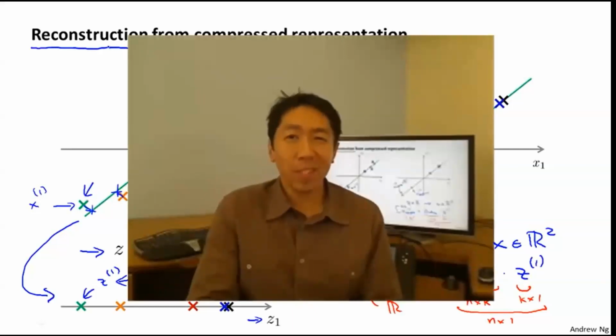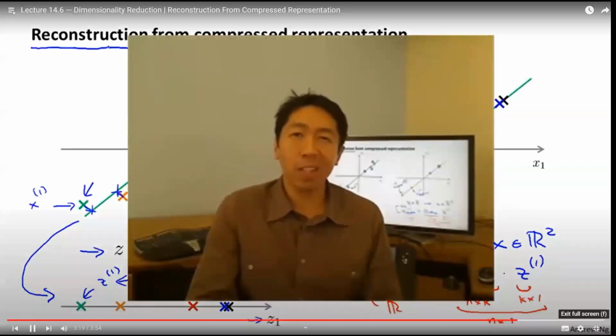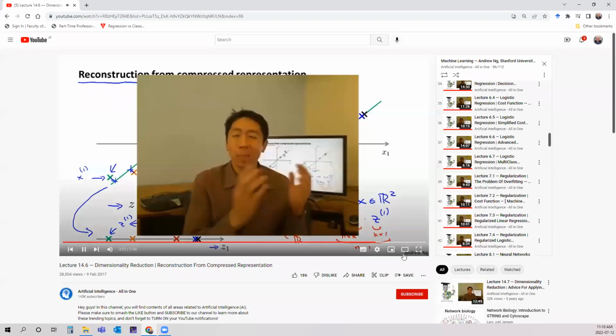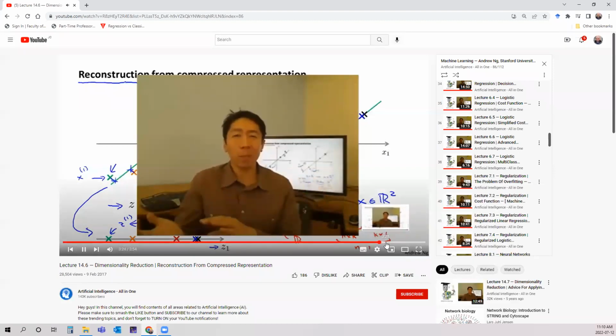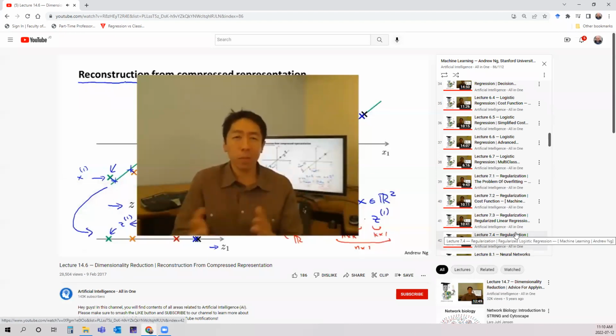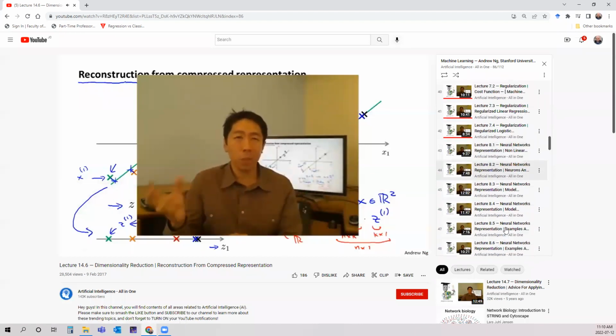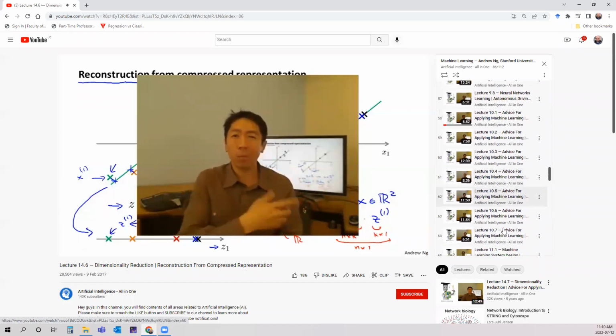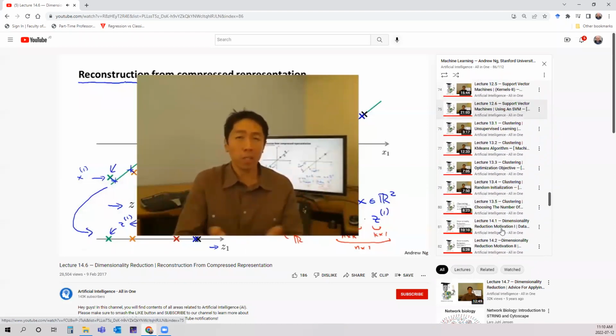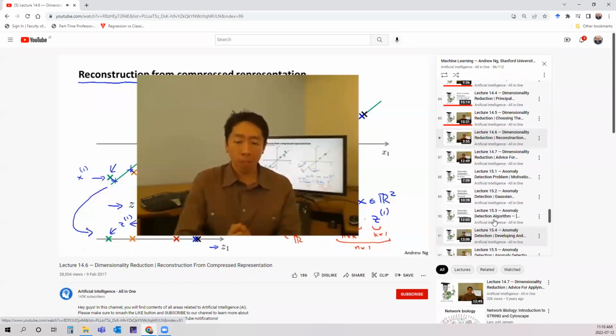So, given an unlabeled dataset, you now know how to apply PCA and take your high dimensional features X and map it to this lower dimensional representation Z. And from this video, hopefully you now also know how to take these lower representations Z and map it back up to an approximation of your original high dimensional data.